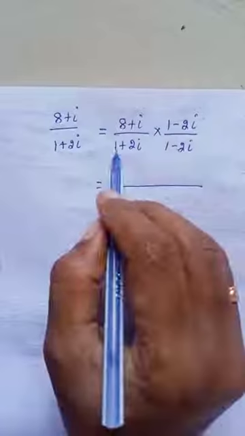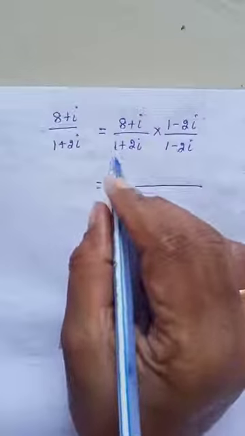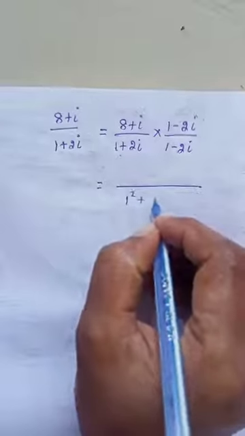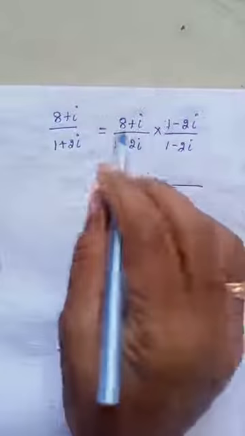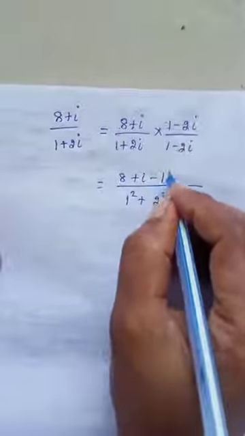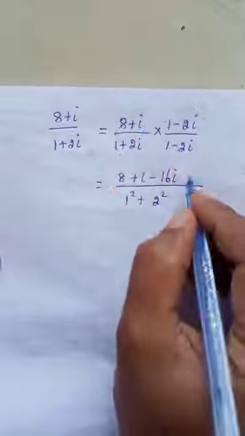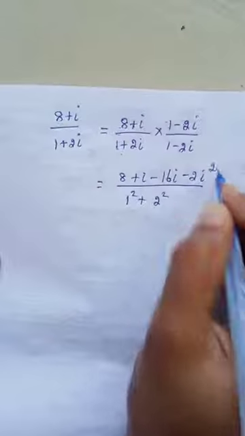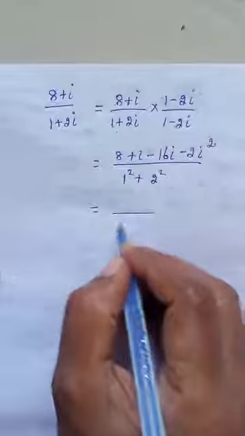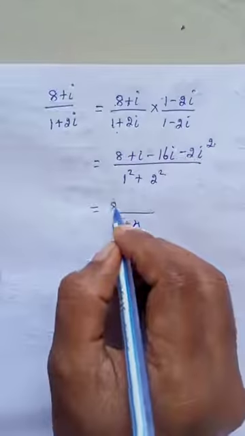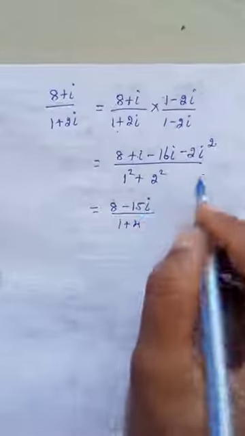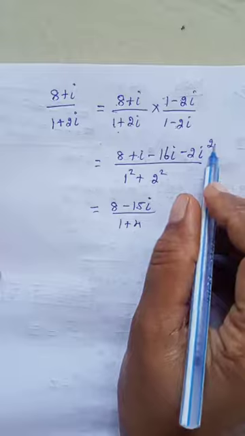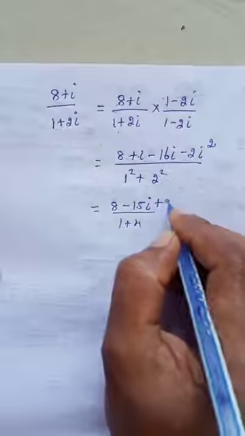Here, (x + iy)(x - iy) with x equal to 1 and y equal to 2, so 1 square plus 2 square in the denominator. Multiplying 8 + i: this is 8, minus 8 into 2, minus 16i, plus i, minus 2i square. So 8 plus 2, 10, and i minus 16i is minus 15i, and i square is minus 1, so it will become plus 2.